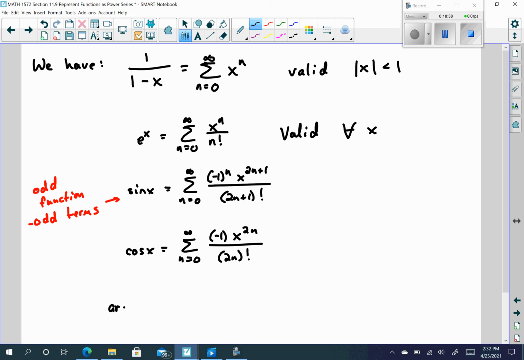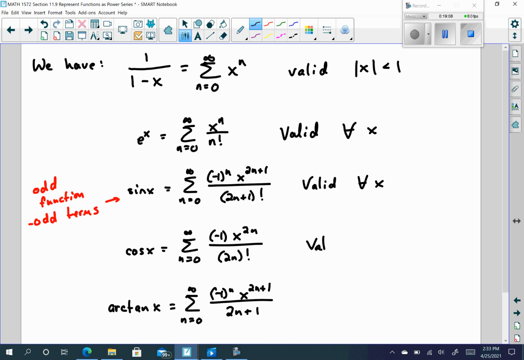We didn't do this as an example, but if we were to, this is what it would come out to be. Inverse tangent x or arctangent x is equal to the sum as n goes from 0 to infinity, negative 1 to the nth power, x to the 2n plus 1 over 2n plus 1. So it's very close to sine x, just there's no factorial in the denominator. So again, going back to the sine x, this is valid for all x. So is cosine valid for all x. Now this one, the arctangent, because it is an inverse trig function, it is valid for all x values from negative 1 to 1.